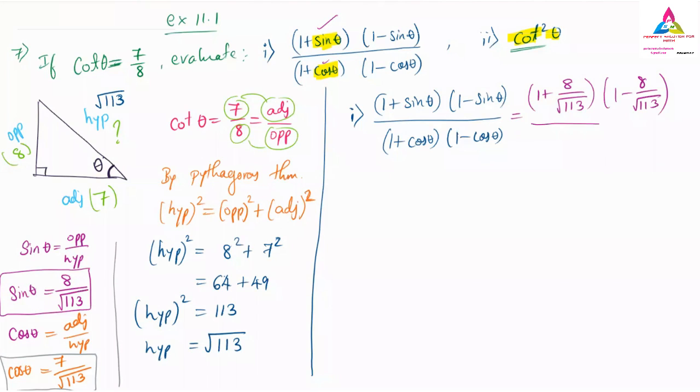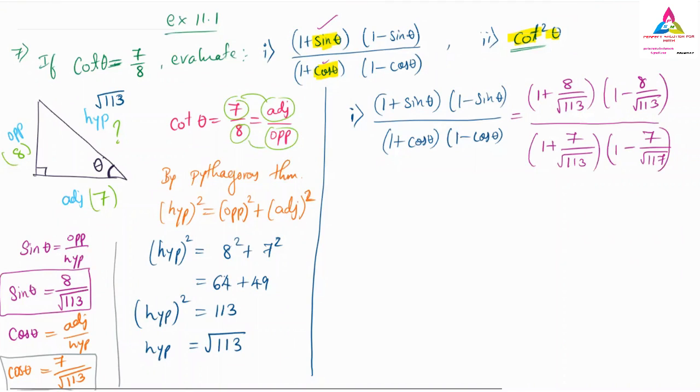Similarly, divided by, we will do the same over here. So it is nothing but 1 plus cos theta. The cos theta is 7 divided by root 113, and we have 1 minus 7 divided by root 113. This is our cos theta value. These are the values you have to remember.